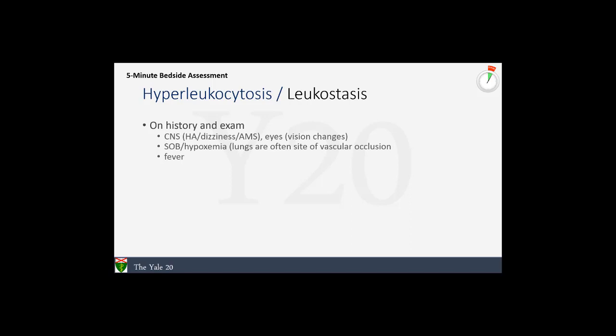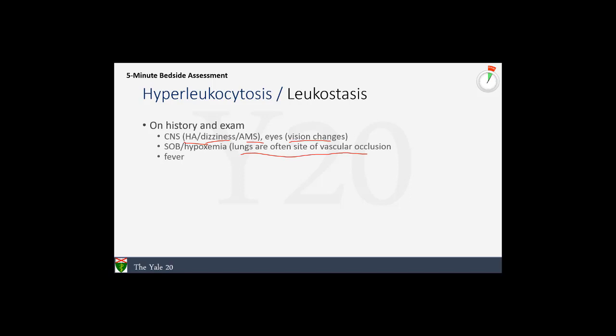Important things to note is when you have leukostasis, it could be due to either local hypoxemia that's exacerbated by high metabolic activity from basically having a lot of cell turnover, or increased blood viscosity. So the symptoms that you'd want to gather on history and exam are CNS: have they had headache, dizziness, or any altered mental status? The eyes are commonly affected. You can get vision changes, and shortness of breath and hypoxemia. The lungs are often a site of vascular occlusion, and they typically present with fever.